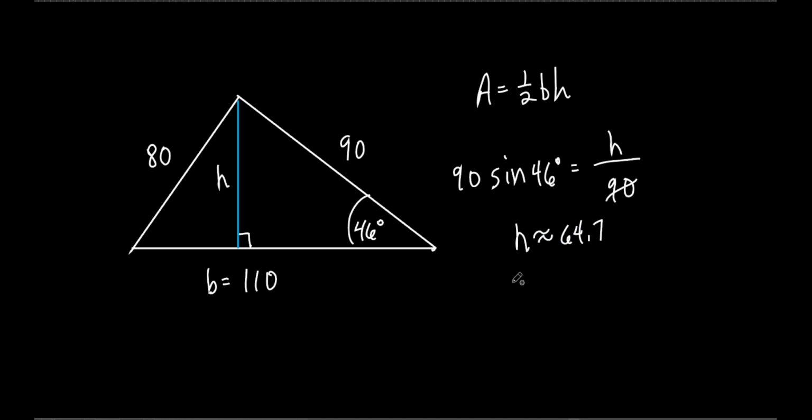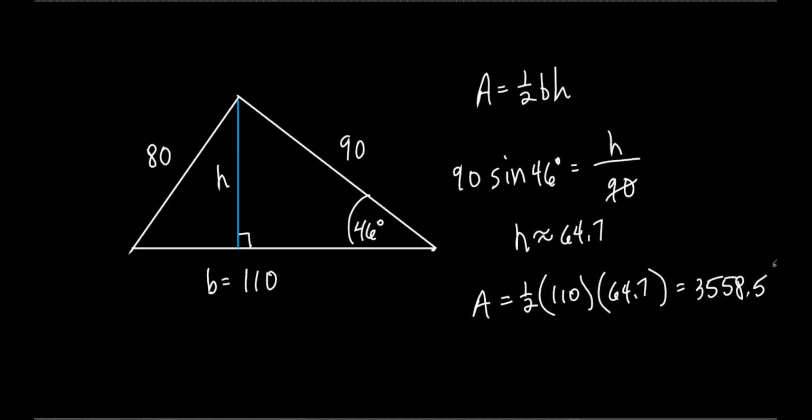Okay? Now, if we find the area, so what's the area? It's 1/2. The base, what's the base? 110 times the height, which is found at 64.7. Again, this is an approximation, but when I get my answer, I get 3558, and I rounded it to one decimal place, and it's 0.5, and it's square feet. So that's what I got.